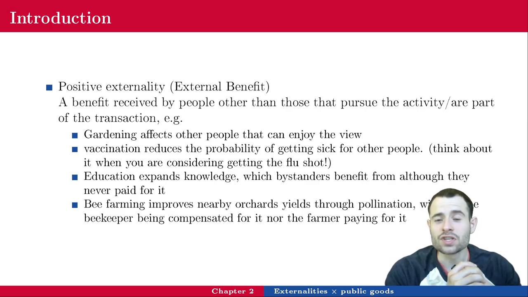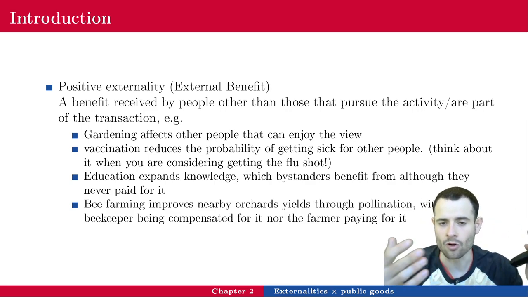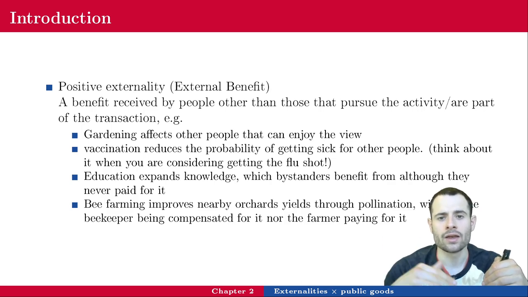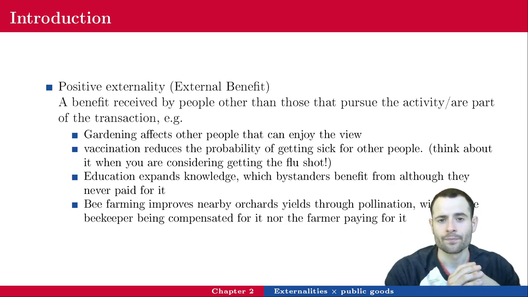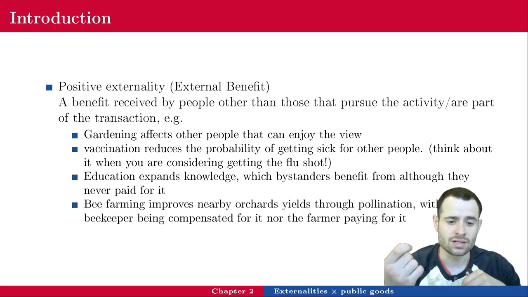Another interesting one, which in fact is more relevant than one might think at the beginning, bee farming. So bee farming consists in having a couple of beehives, or many, and have bees come back and forth to the beehive, go to some flowers, and do their pollination work. It turns out that bee farming creates positive production externalities. The pollination activity of bees improves nearby orchard yields.